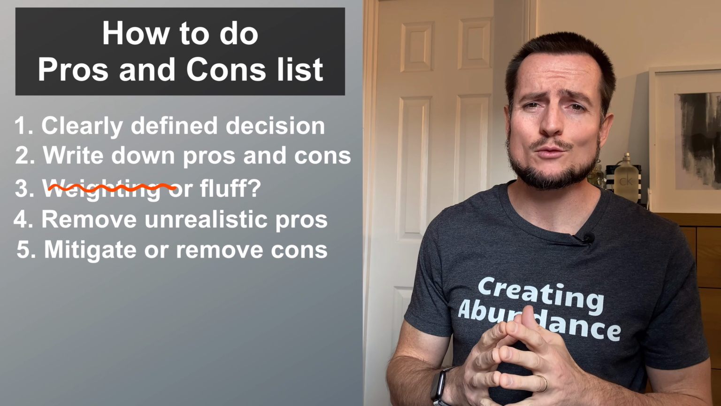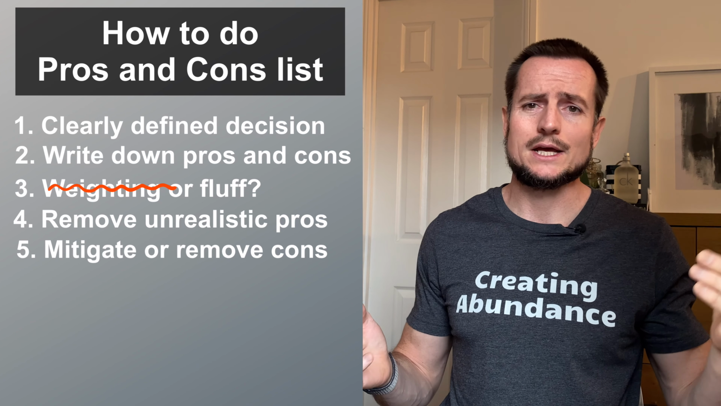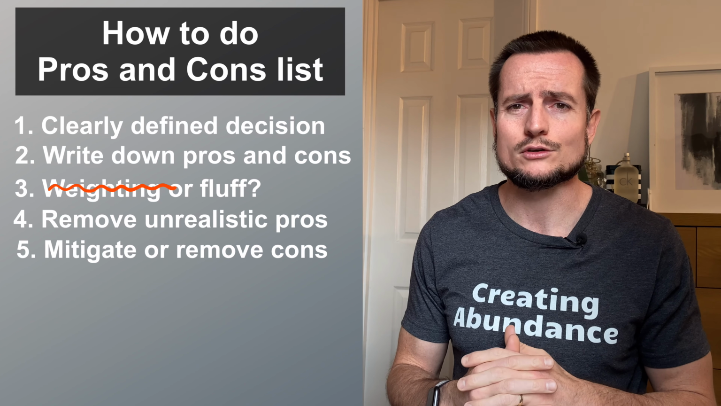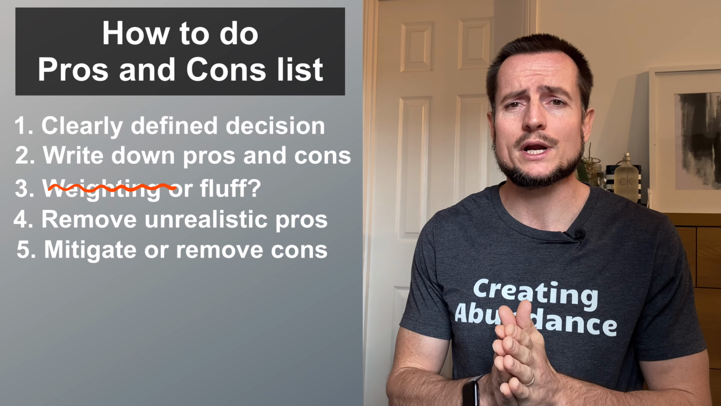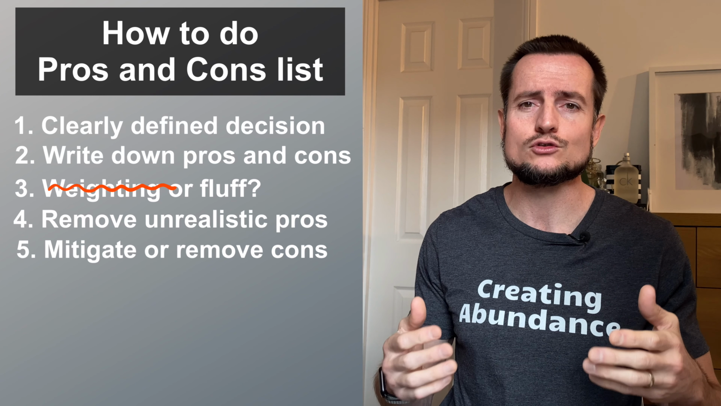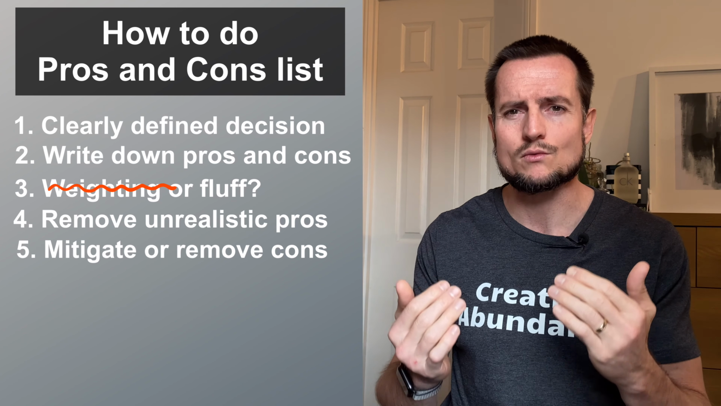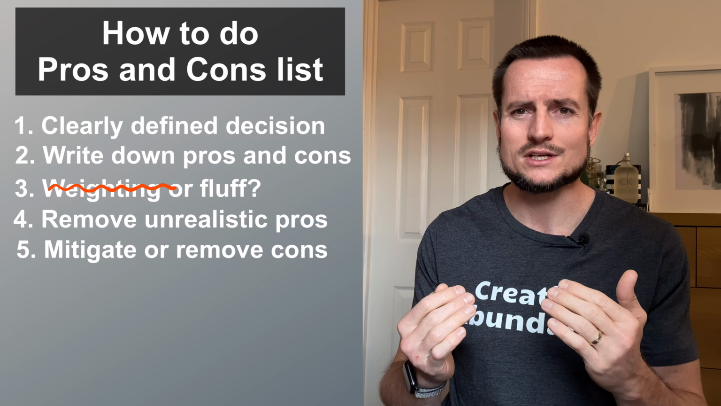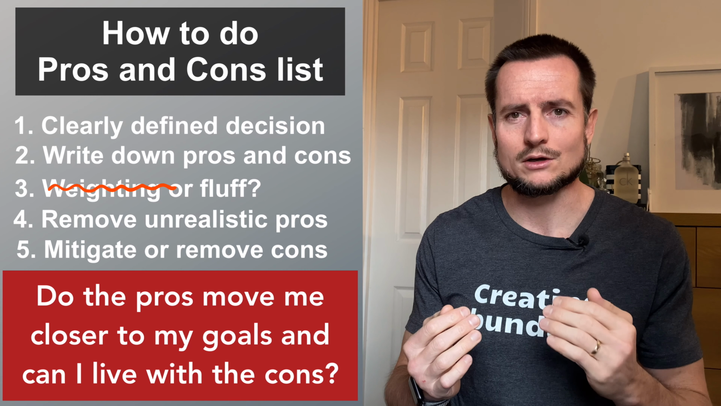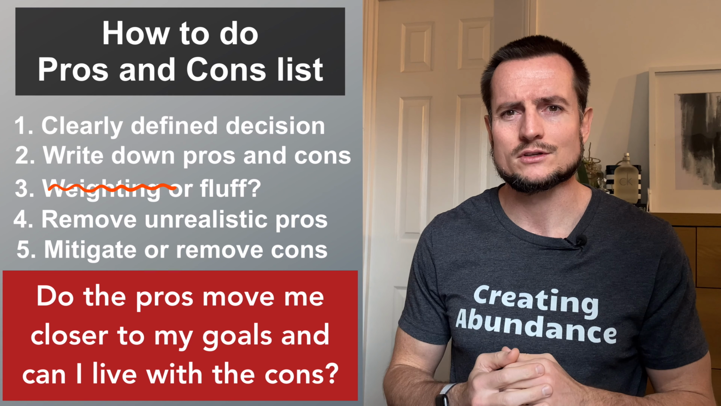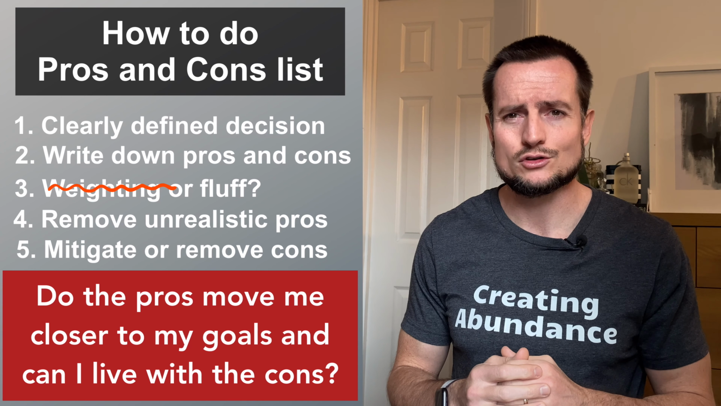Now, to finish off the pros and cons list exercise, it's very simple. You simply add up your pros and you add up your cons, and if you have more pros than cons, well, it's probably going to be a good idea. Some people recommend having at least 1.5 times to 2 times as many pros to cons. I would say read through it rather and look at it and say, do the pros move me closer to my goals, and can I live with the cons? Because if you can, that's probably a decision that you should go with.